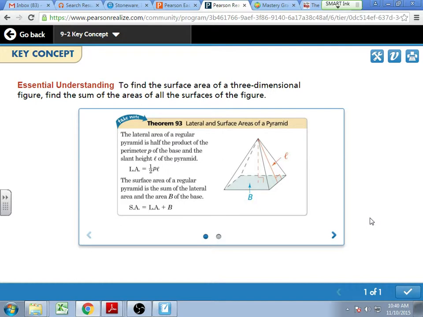So what you may remember from last year is that prisms are related to other shapes.